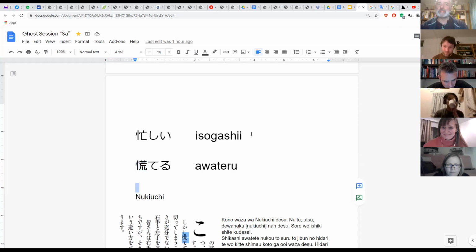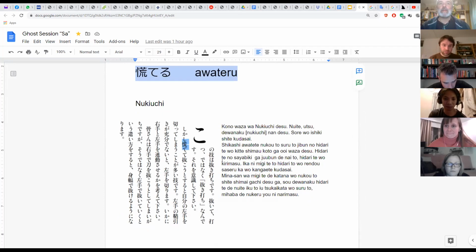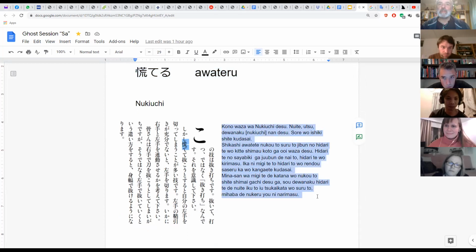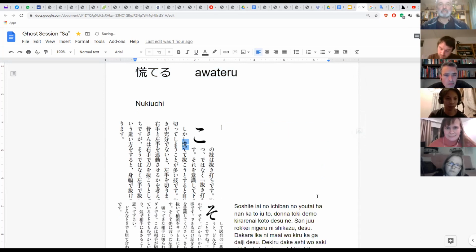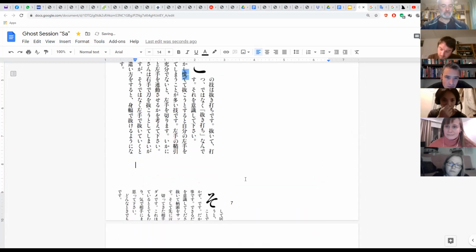These are used interchangeably when talking in Budo, for example. People say don't get busy, and also don't awateru, don't panic, don't do everything at once and end up in a jumble. So these are both used in the same way. Okay, so let's just remove the Romaji a second and put that somewhere else.